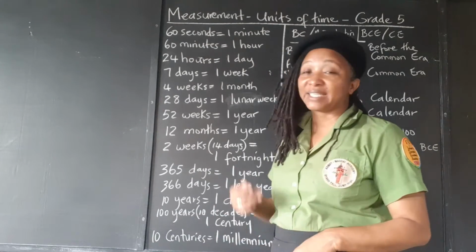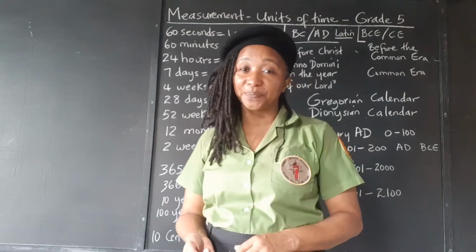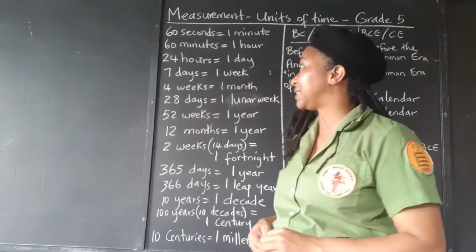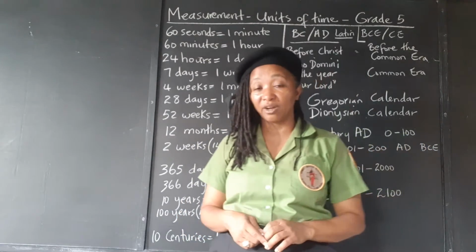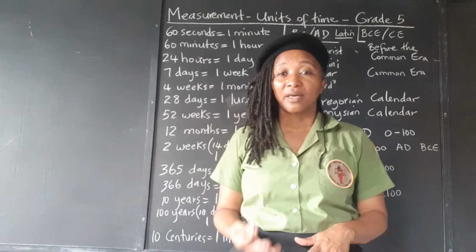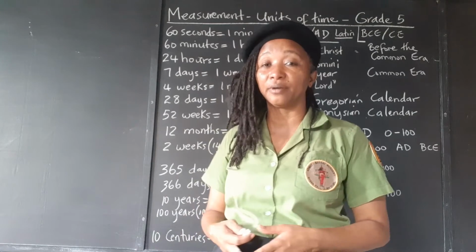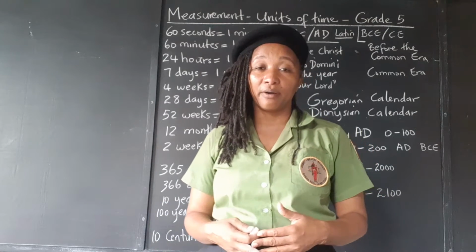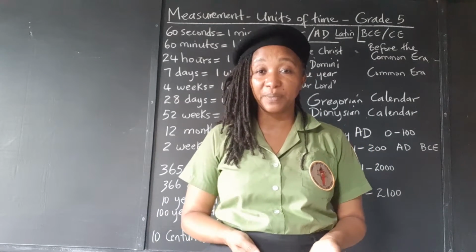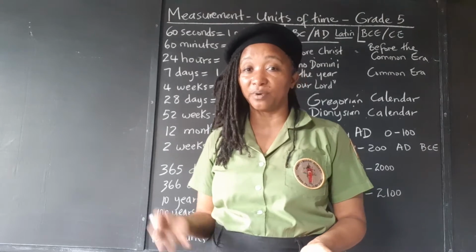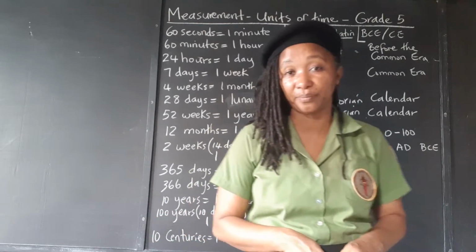So there are 60 seconds in 1 minute and 60 minutes in 1 hour. And of course we can express that time as fractions of an hour, like a quarter of an hour, 15 minutes, or half of an hour, 30 minutes, 3/4 of an hour, 45 minutes, and so on.